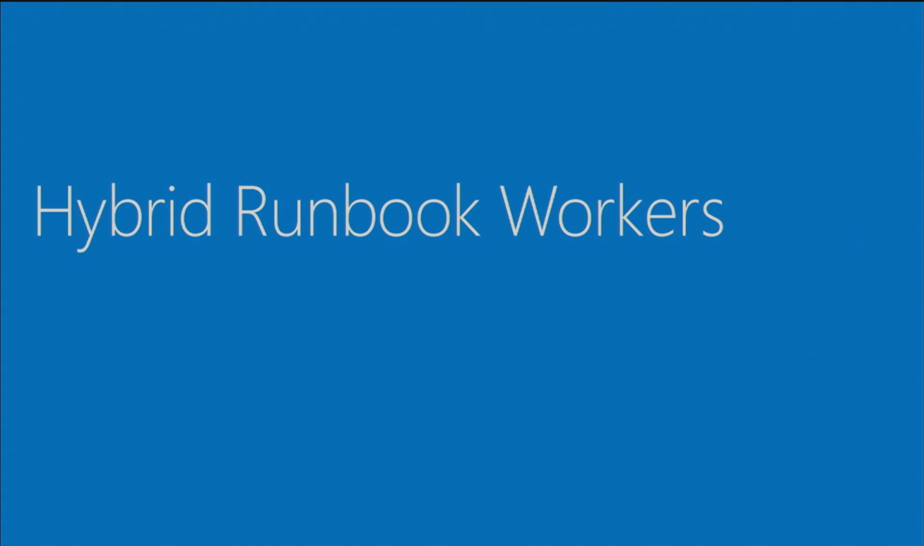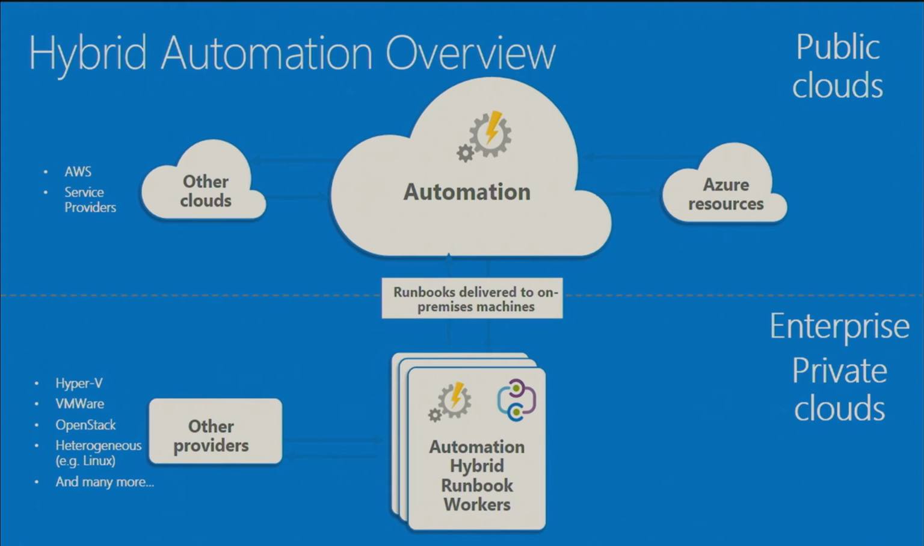Now, hybrid runbook workers, as Chris mentioned earlier, are our answer to the on-premise question. So here's a high-level overview. Essentially, automation is a cloud service. We have access to Azure resources and other cloud resources, while your on-prem machines only have access to your on-prem and local resources and hardware. But if you onboard a local machine as a hybrid worker, you can pull down runbooks and run them on your local machine to gain access to both your Azure and other cloud resources, as well as your on-prem resources, such as Hyper-V, VMware.